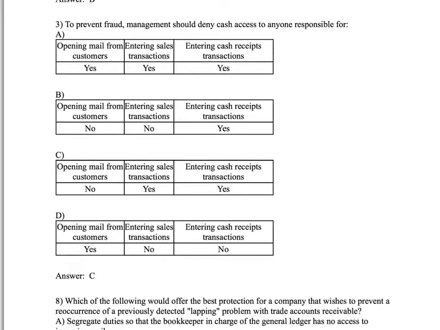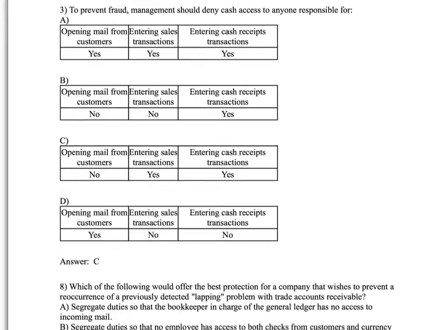They could be deleting sales. They could be intentionally not entering the sale, but somehow still invoicing the client. Entering cash receipts transactions. So again, taking that control away from the person who's entering the cash receipts transactions, because definitely lapping could occur here if the person entering the receipts is getting the cash and applying it to different accounts.